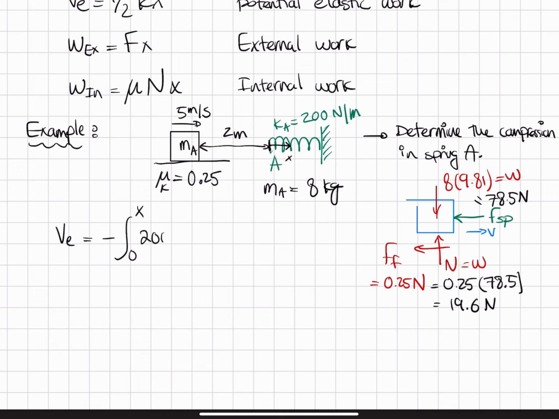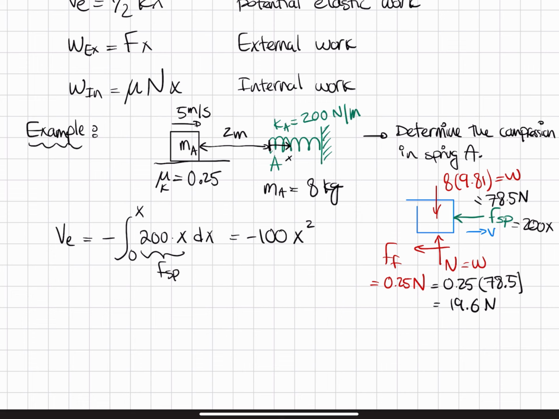The coefficient is 200. The compression is x, so 200 times x is the F, and we integrate over dx, right? So this whole thing was FSP. FSP was 200x, and we multiplied by the trajectory. Okay, so we have minus 100x squared. If we do the integral correctly, hopefully we can see that we arrive at minus 100x squared.